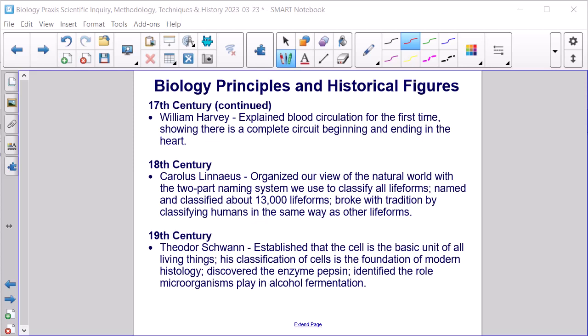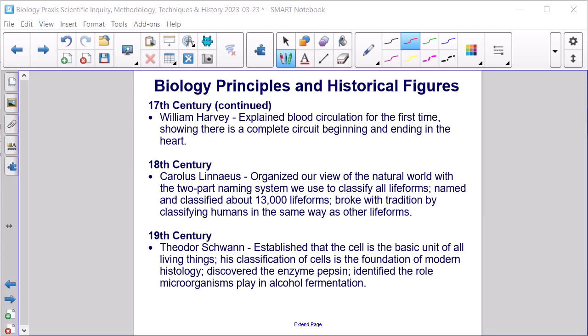Also in the 17th century, William Harvey explained blood circulation for the first time, showing there's a complete circuit beginning and ending in the heart. In the 18th century, Carolus Linnaeus organized our view of the natural world with the two-part naming system we use to classify all life forms.